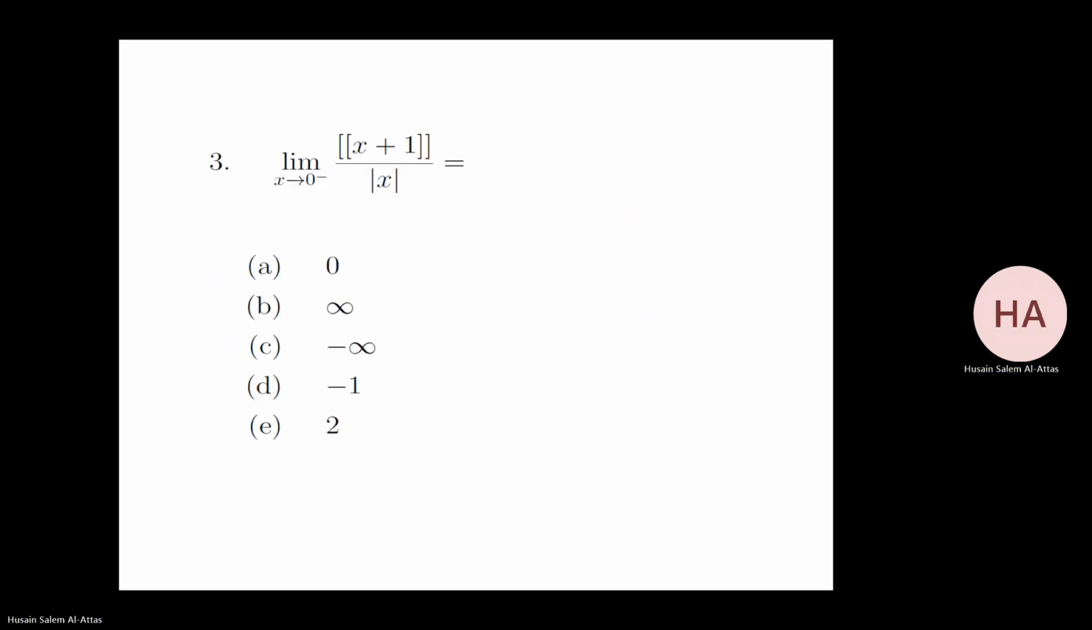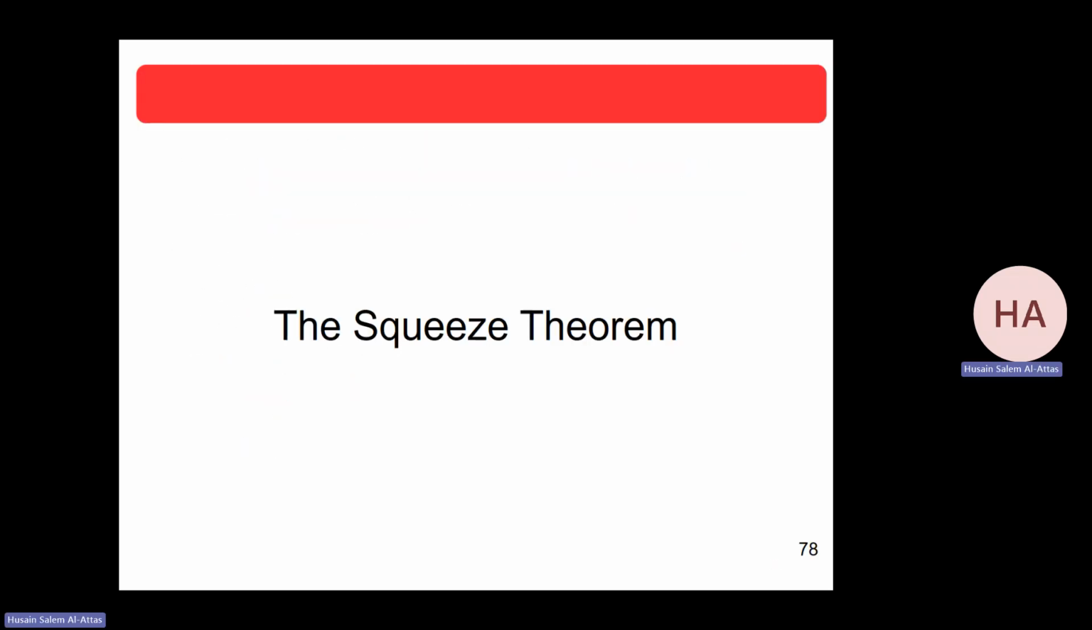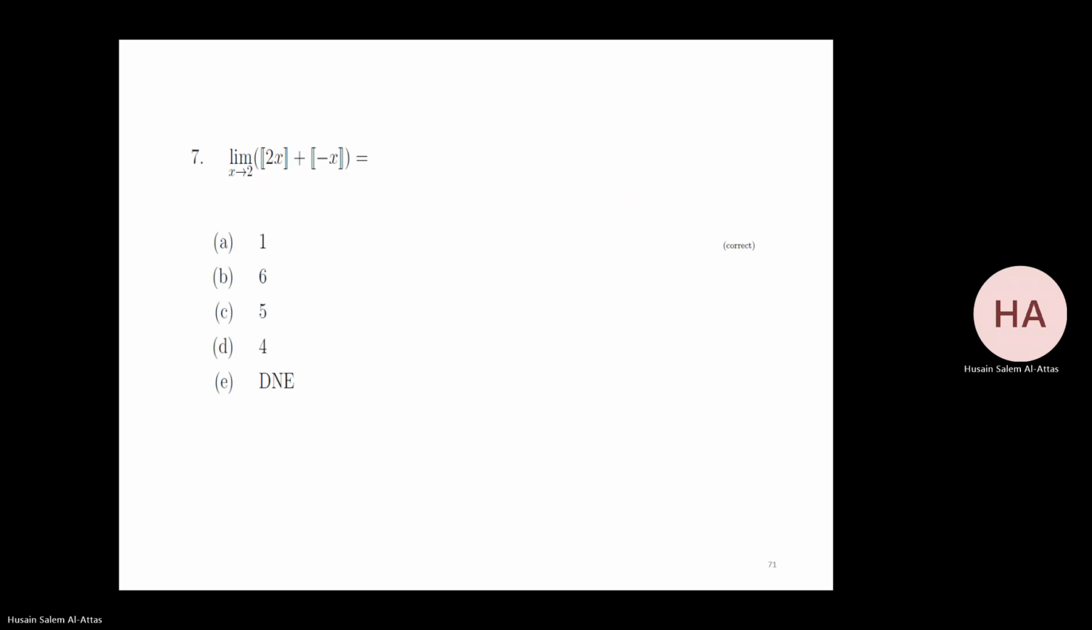2x plus minus x. Okay, as this goes to 2, I need to do it from right and from left. The limit, this is an integer, huh? Goes to 2 from right.